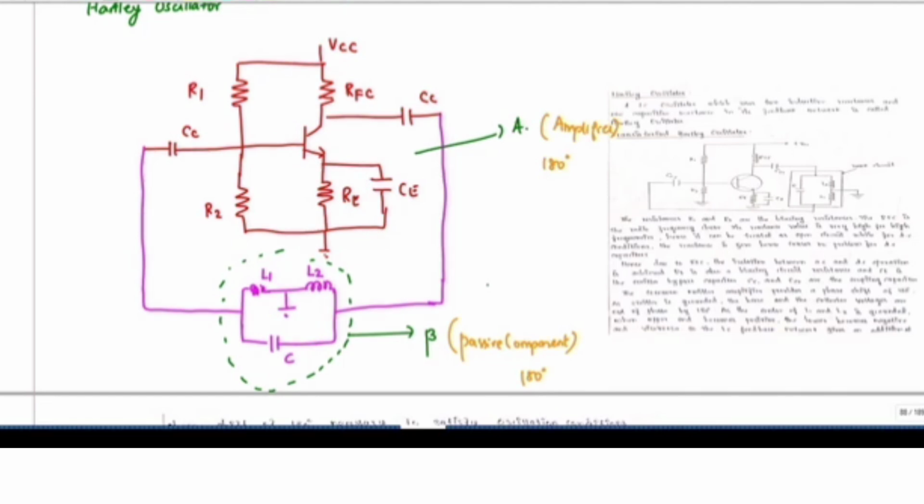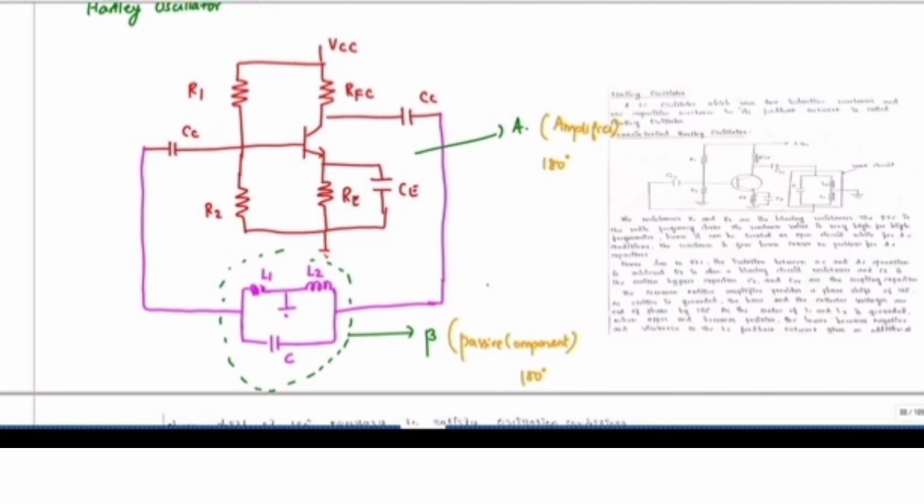What are the applications of the Hartley oscillator? As I told you earlier, it is used for radio frequency oscillation, for signal generation, and in communication systems. It is also used as the local oscillator in radio receivers and in testing and measuring equipment. So basically, a Hartley oscillator is an LC oscillator used to generate a high frequency sinusoidal signal, and it is used in RF and communication applications.